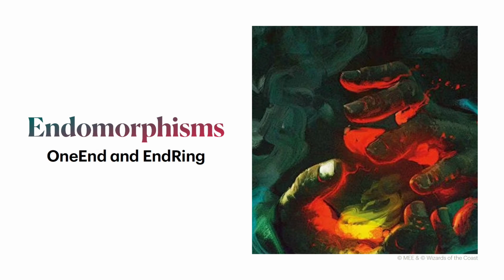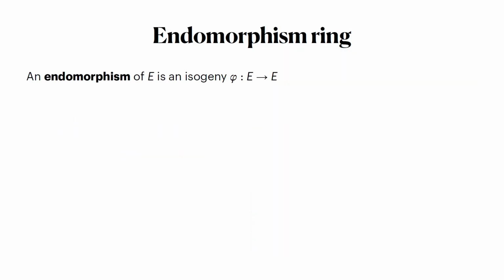So an endomorphism is simply an isogeny from a curve to itself. So you fix an elliptic curve E, you can look at all the isogenies from the curve to itself. These are all the endomorphisms. And if you look at all the endomorphisms of E, they form what we call the endomorphism ring of E, written End(E). And you may ask, what does this ring contain?